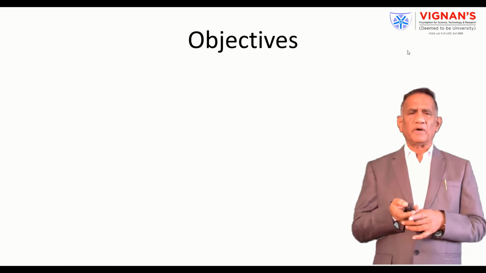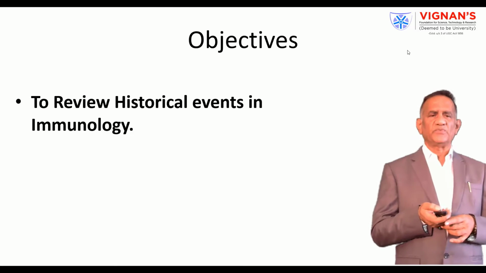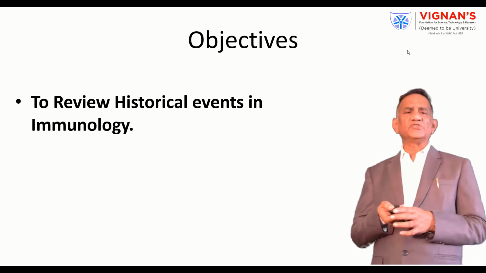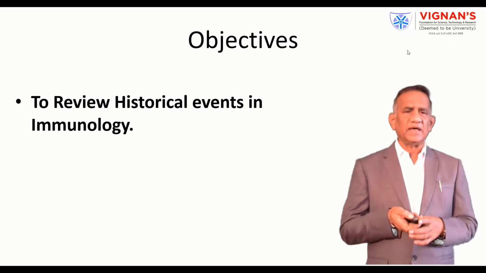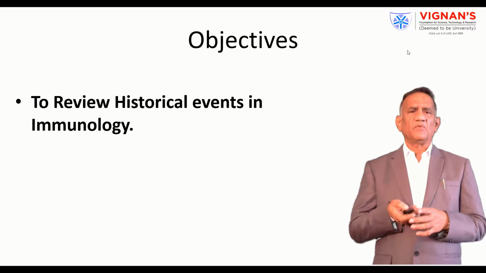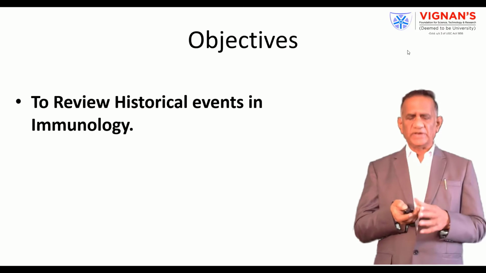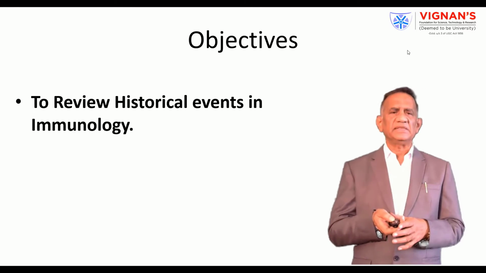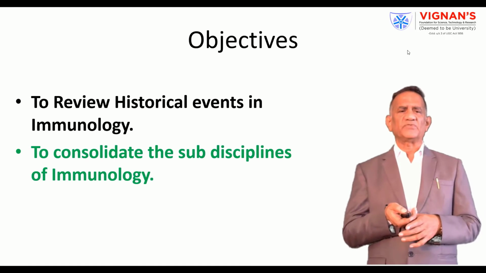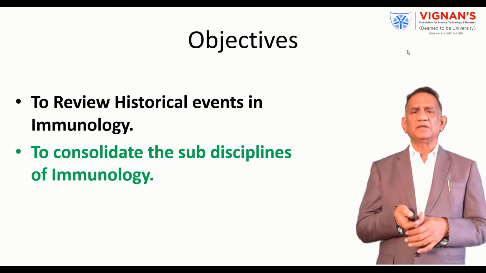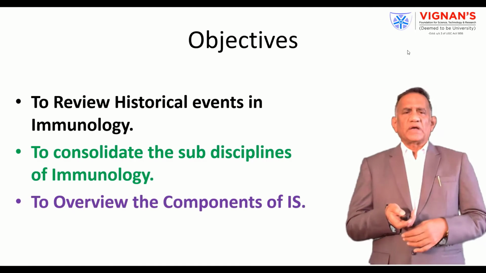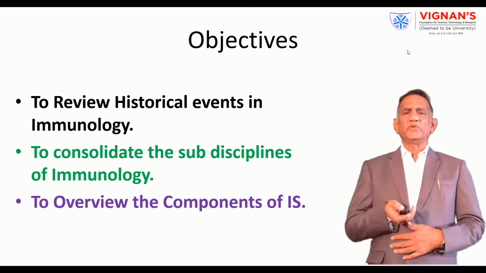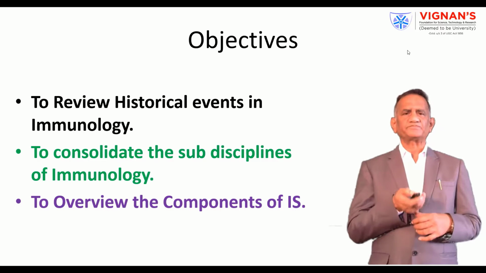So the objectives of our presentation in this first unit and first topic are, first, to review the historical events in immunology. For any subject, there is a history, and the history speaks of the soundness of the subject. The second is to consolidate the sub-disciplines of immunology. And the third and last objective that we are going to cover in this subtopic is to overview the components of the immune system.